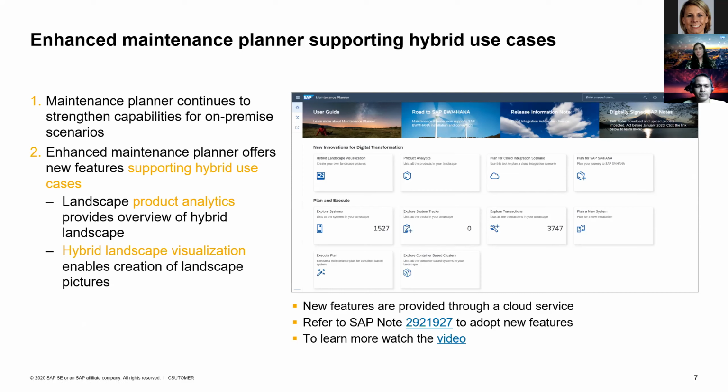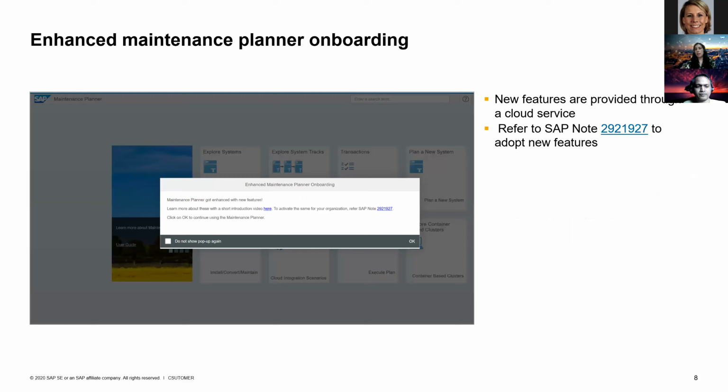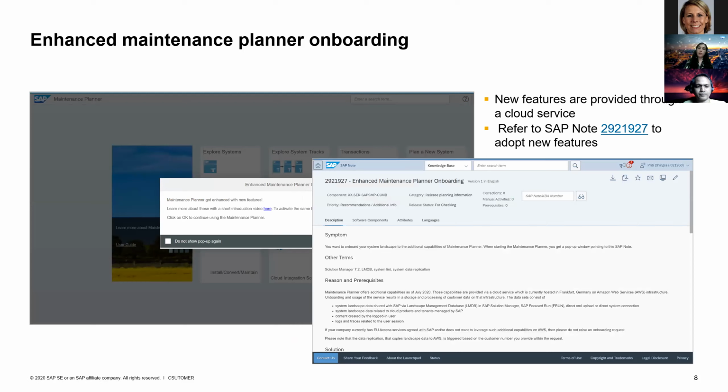But before that, a little bit on the onboarding of the new features. As I mentioned, these new features are delivered as a cloud service, which is running on SAP Cloud Platform in our data center in Frankfurt, Germany on AWS. Which means that you need to have your data copied to AWS in order to use these new features. So for that, you need to trigger an onboarding request, and it's really not a complicated process. You just need to raise a ticket, and then we will enable these features for you.